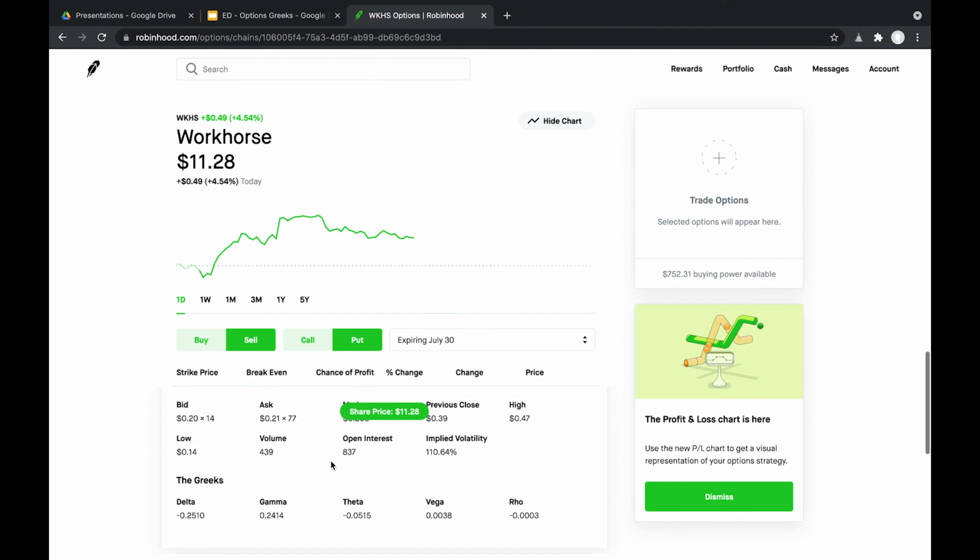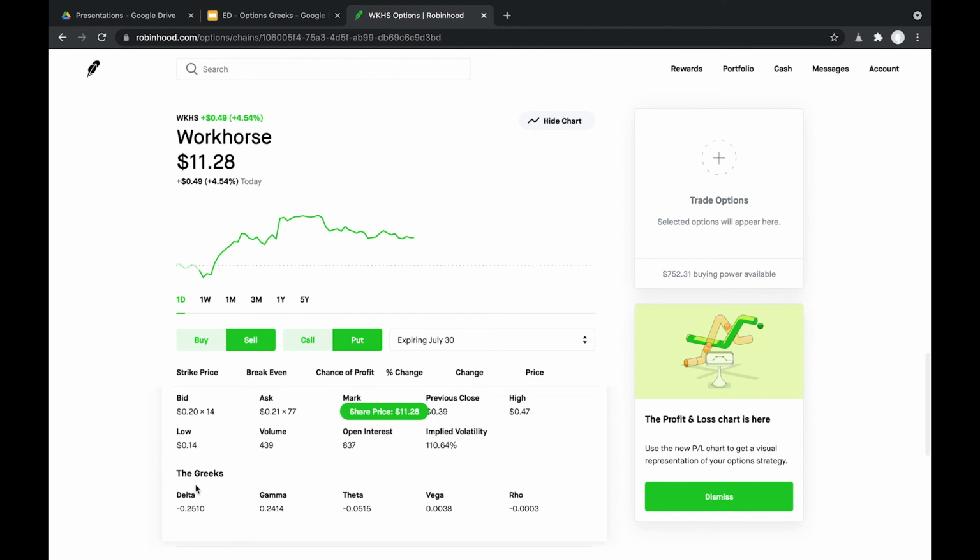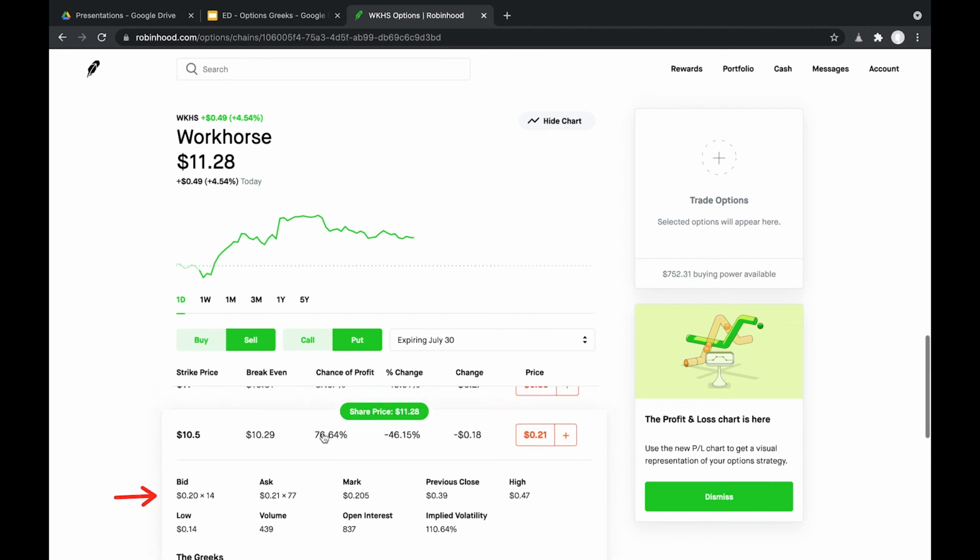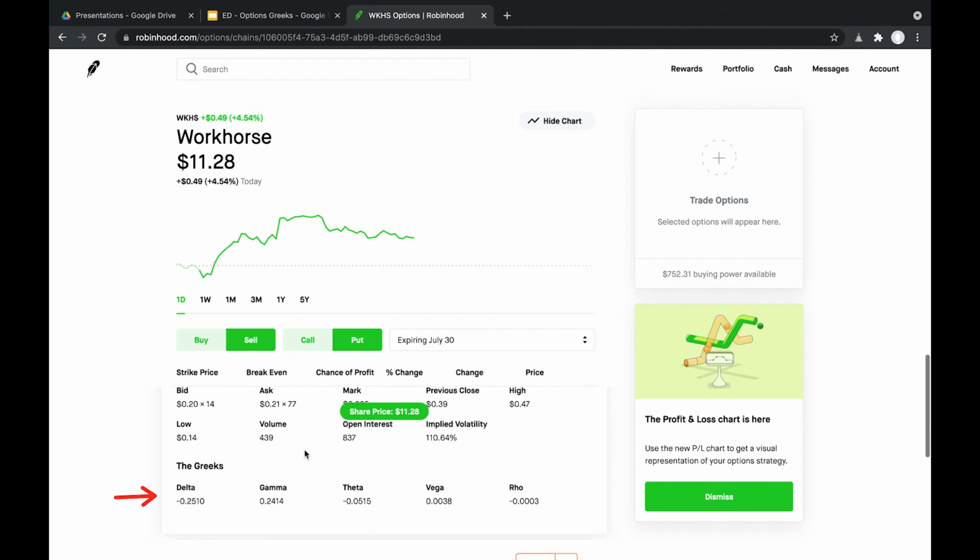And you can see down here, here are the Greeks once again. And you can see the delta is about 0.25, so a negative 0.25. So this means it has approximately 75% chance of expiring out of the money, about a 25% chance of it expiring in the money. So what did our chance of profit look like? About 76%. So yeah, that makes sense.